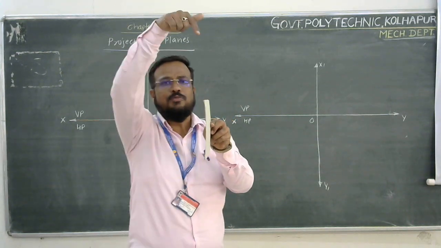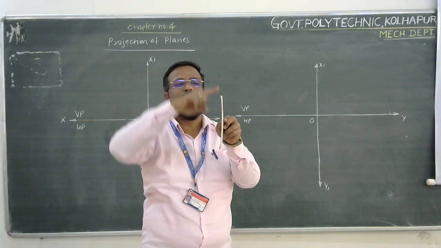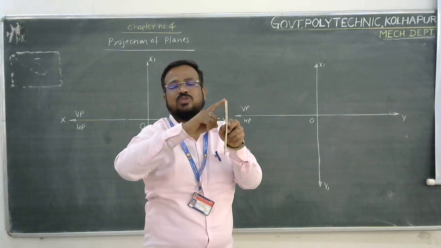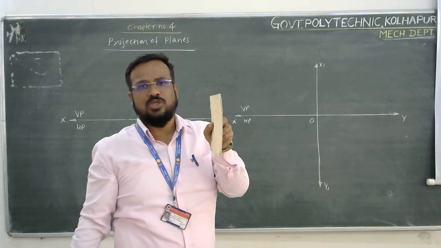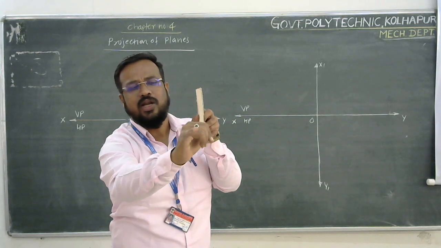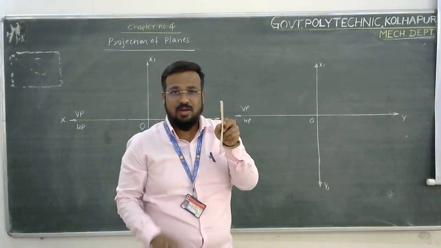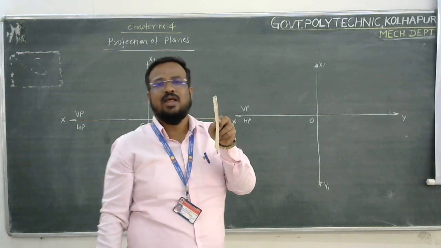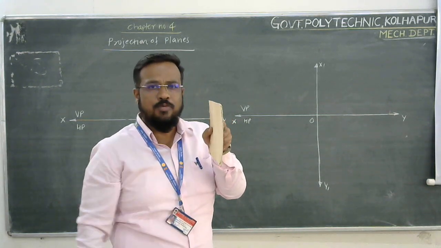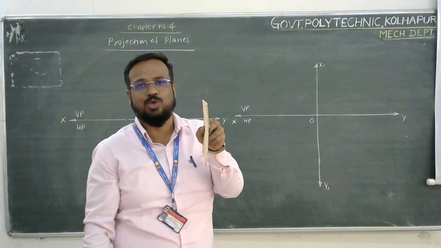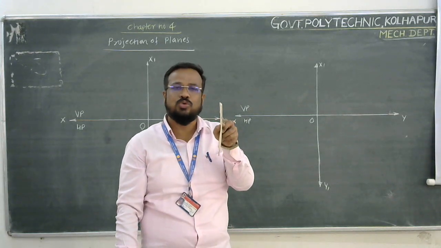And its top view, if you observe, will be a longer edge, measuring equal to 60 mm. So in the front view, this shorter edge will be visible. In the top view, this longer edge will be visible. Now, the point of interest is that out of this front view and top view, none of the views shows you the true shape.